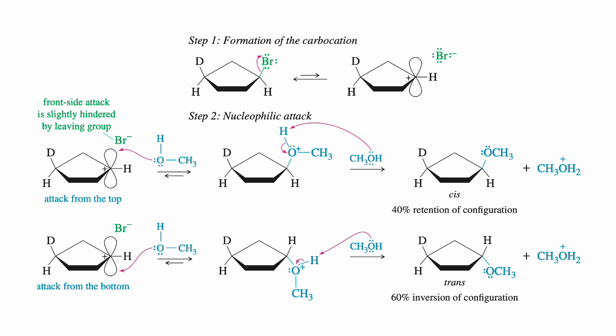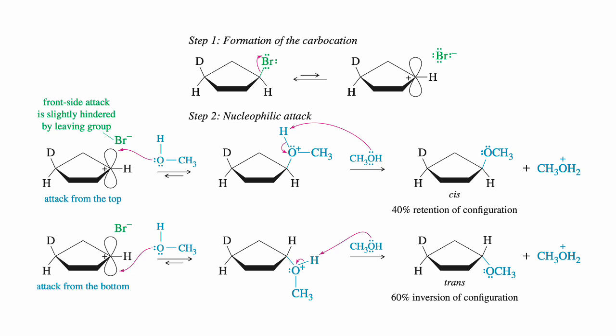And in the bottom series, the bromine was on the top and it left, and the nucleophile attacks the bottom. And so then in the next step, we deprotonate our nucleophile. It loses that proton. And then in the final product, we have our nucleophile on the bottom. That CO bond is on the bottom of the molecule instead of on the top of the molecule. So we call that inversion of configuration.